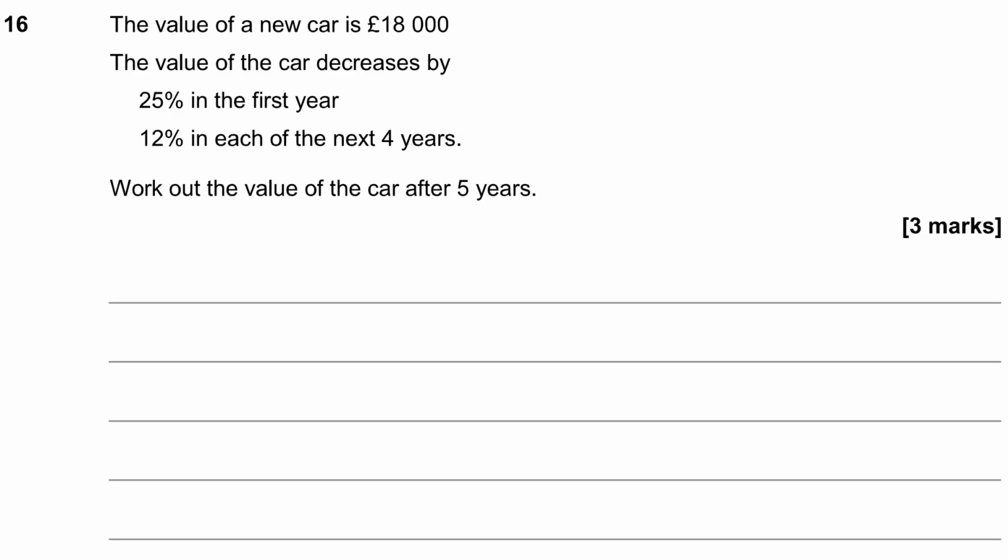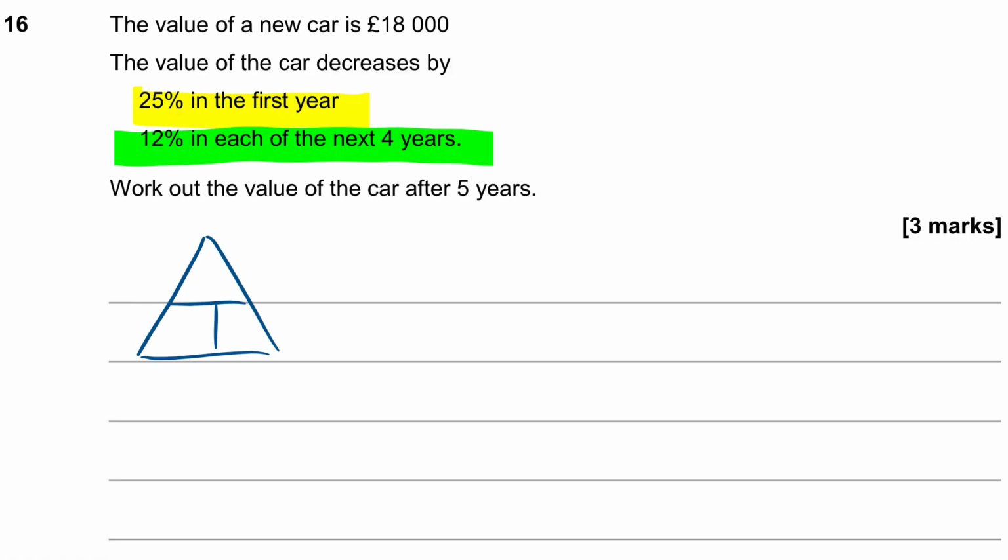Okay, so we're going to do this in 2 steps. I'm going to do a 25% deduction first, and then we can apply compound interest for the next 4 years. Doing my little triangle for percentages, FOM, if you've not seen this before, stands for final, original and multiplier. I tend to do all my percentage questions this way, it works for every type.